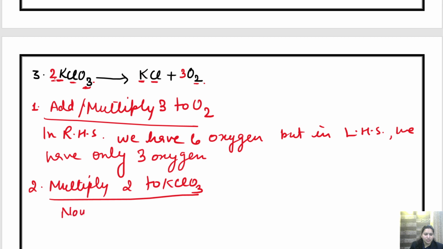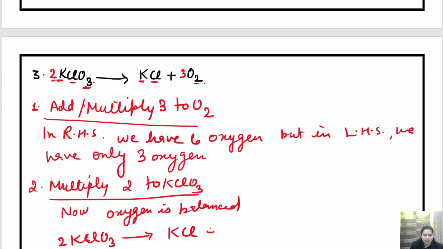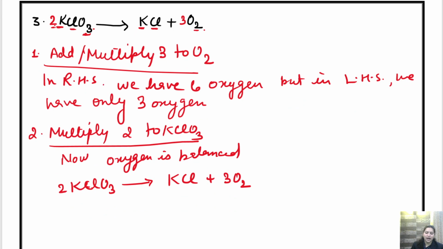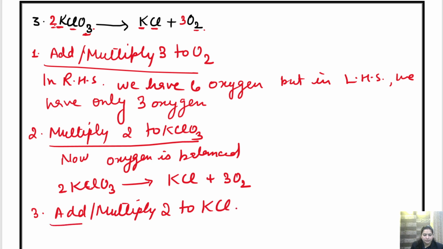So what we will write here now, oxygen is balanced. And what is the equation? KClO3 will give KCl plus 3O2. But here potassium and chlorine are now not balanced. So for that, we will add or multiply 2 to KCl. So what will be the equation? 2 KClO3 gives 2 KCl plus 3O2.